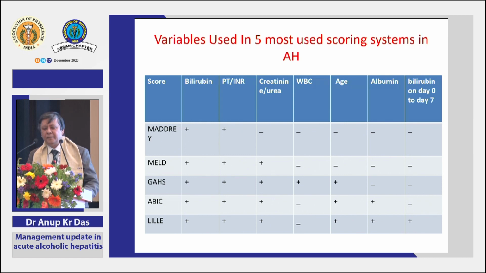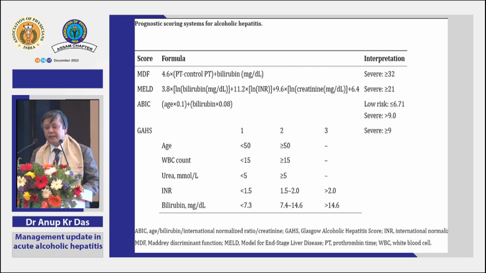These are important variables which are used in prognosis of alcoholic hepatitis. Madrid score and MELD, model of end-stage liver disease, then Glasgow model, then ABIC, and Lille's model. These are the variables which are used to prognosticate a person with alcoholic hepatitis.